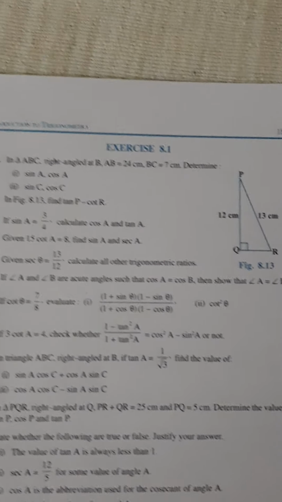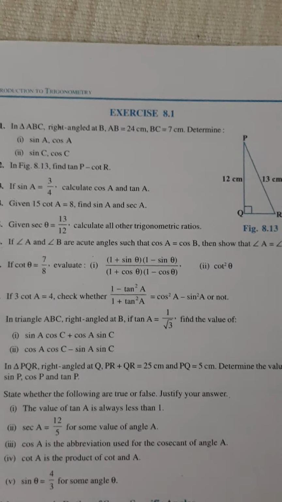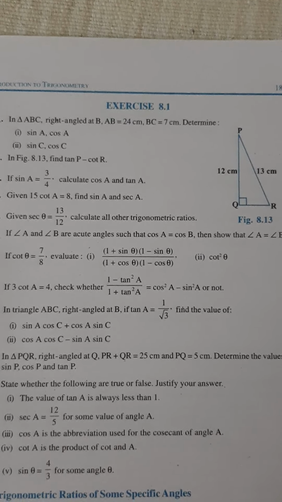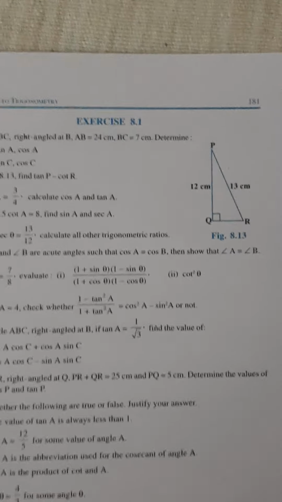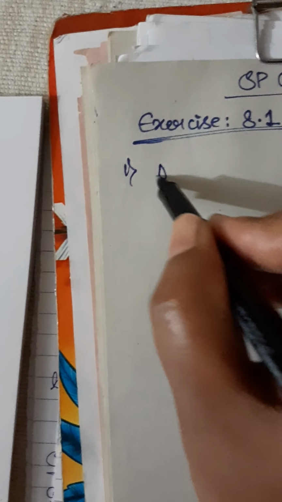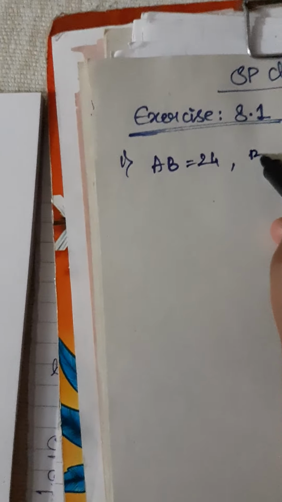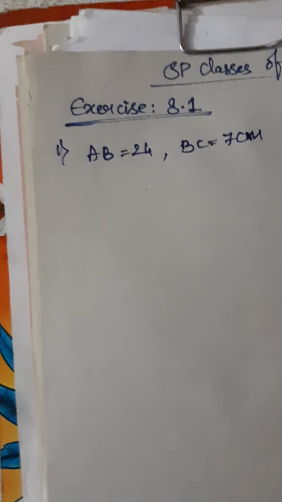Our first question is, in triangle ABC, right angle at B, AB is equal to 24 and BC is equal to 7 centimeter. Determine sin A, cos A, and one more thing, sin C, cos C. So in our first question, what they asked, they have given AB is equal to 24 and BC is equal to 7 centimeter. Okay, let's draw one right angle triangle.